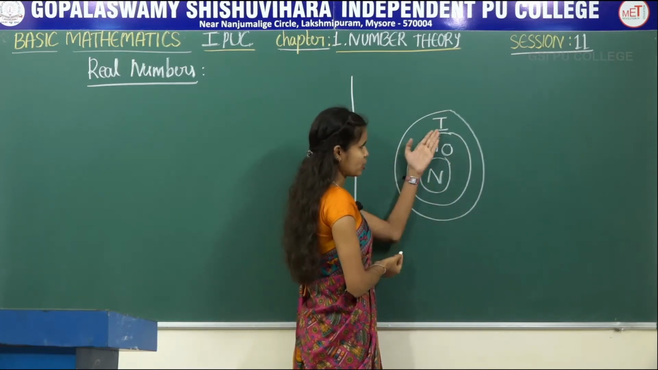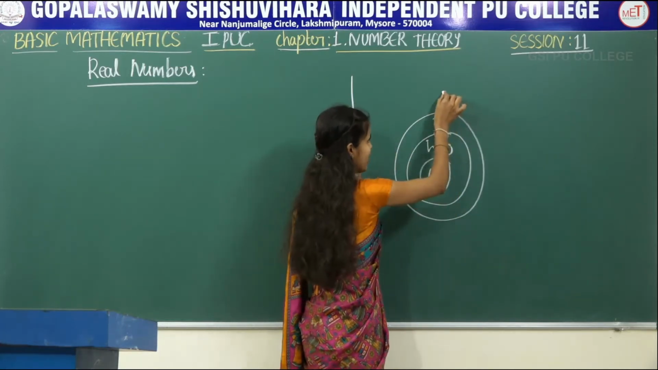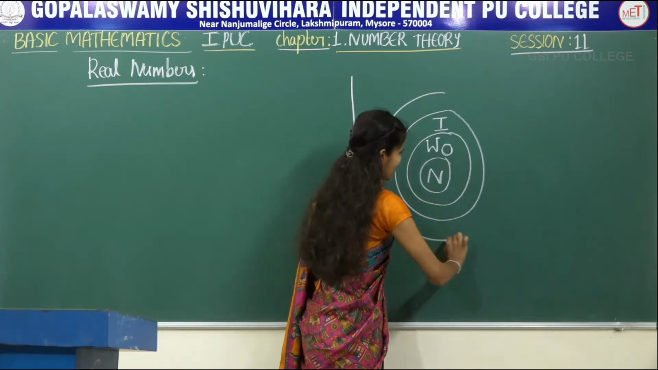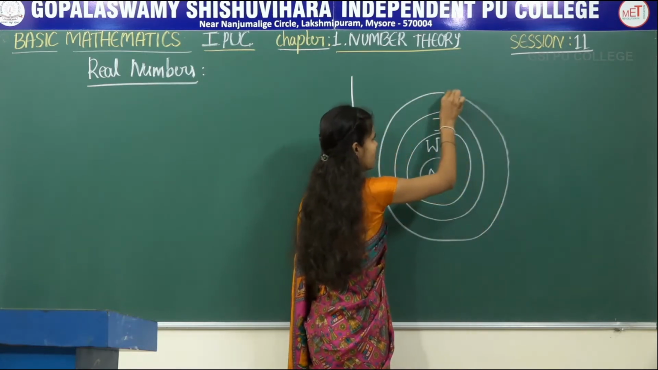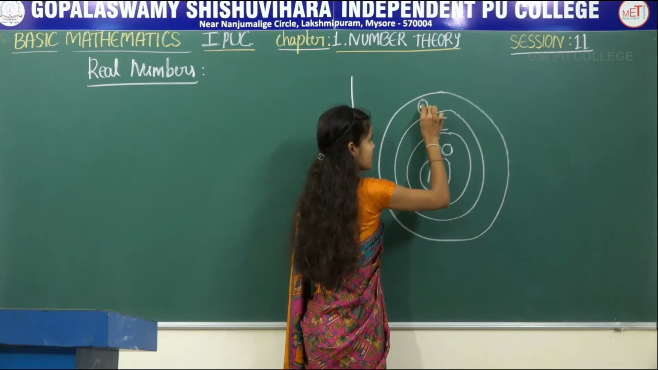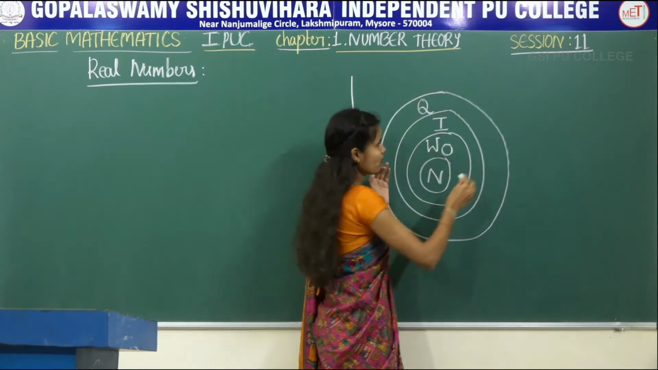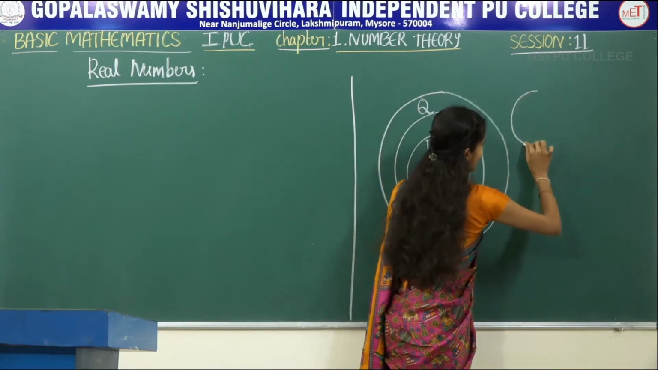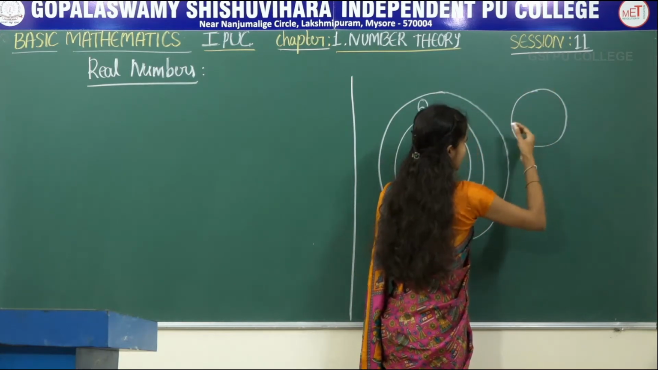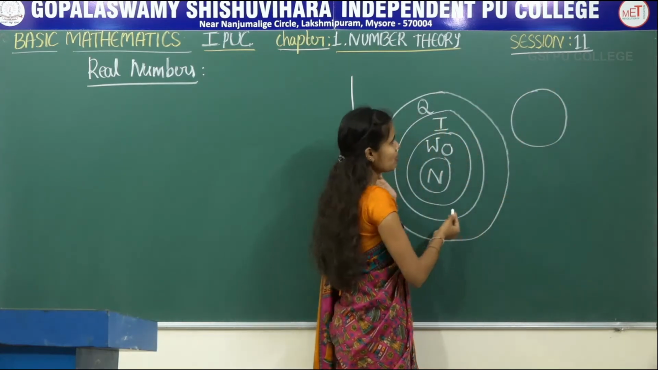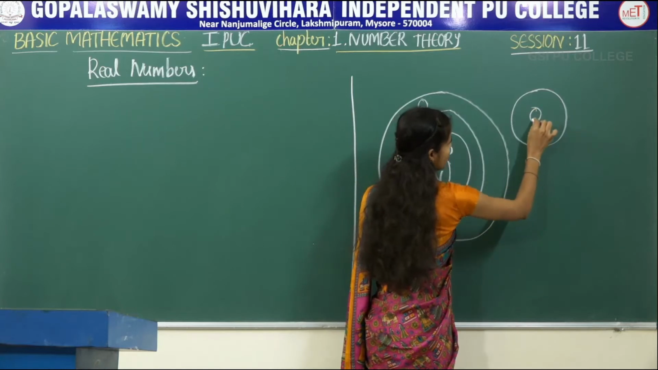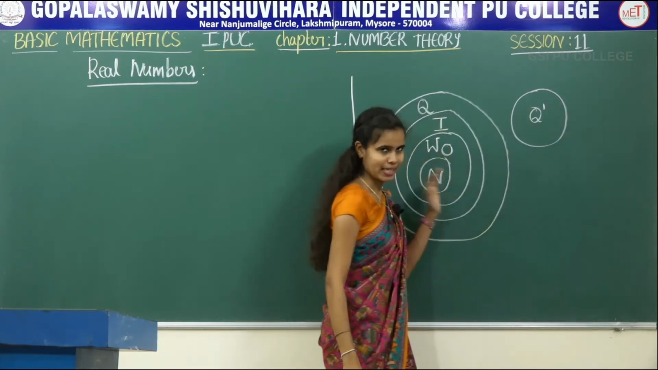The next number system is rational numbers. Rational numbers are numbers in the form of p by q, and the rational number system is denoted by Q. Next, irrational numbers. Irrational numbers are numbers which cannot be represented in the form of p by q. The irrational number system is denoted by Q dash.